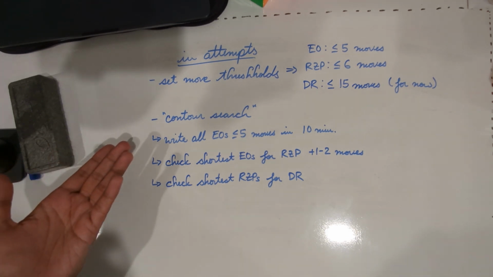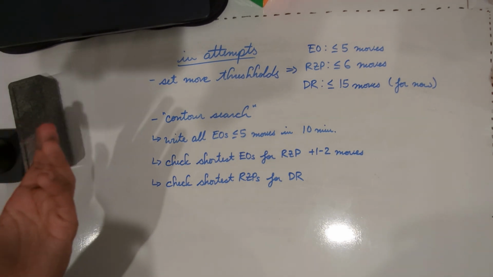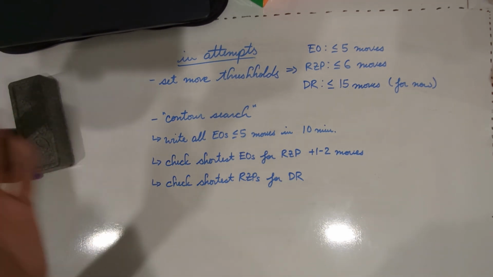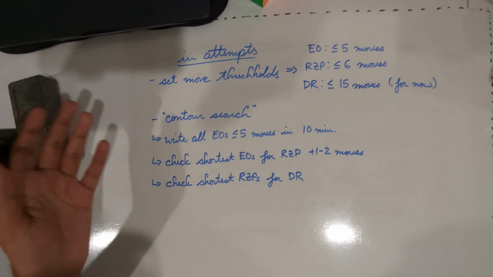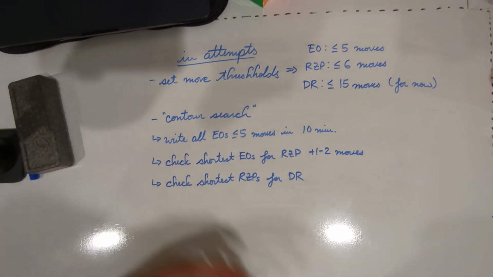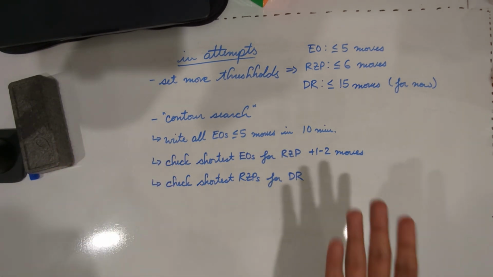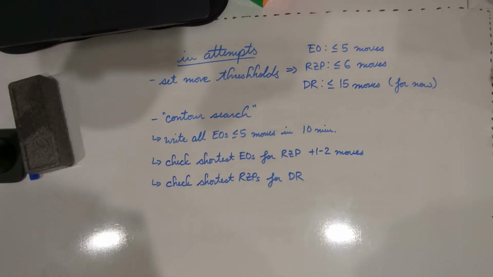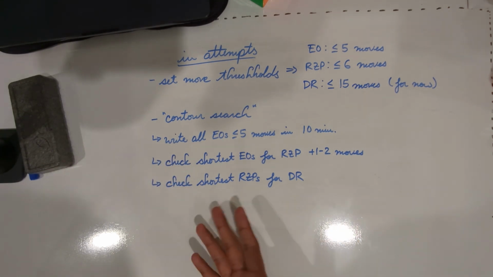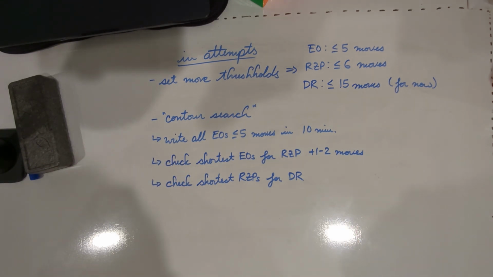I call this thing a contour search, since each time you go from one EO to another or one RZP to another, the number of moves never strictly decreases. So you always check the shortest ones available. But you can also think of this as a uniform cost search over states if you're familiar with graph traversals. In any case, using this, you should have a good chance of getting to short DRs.